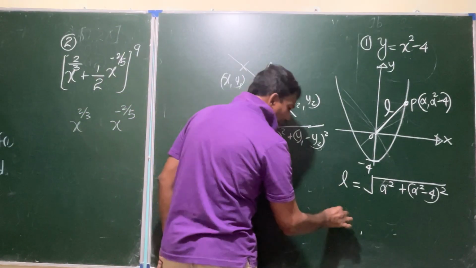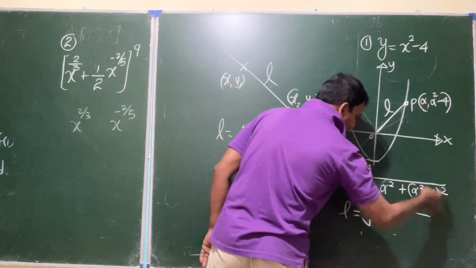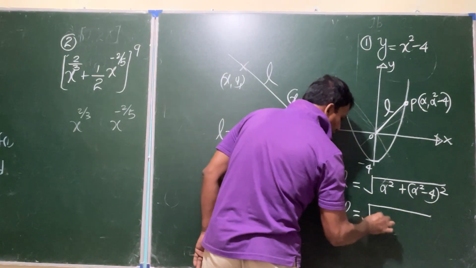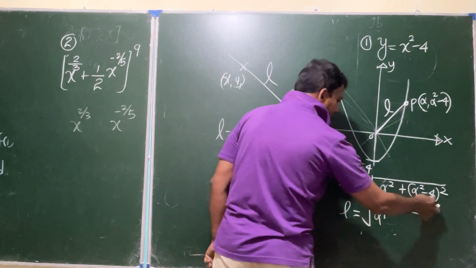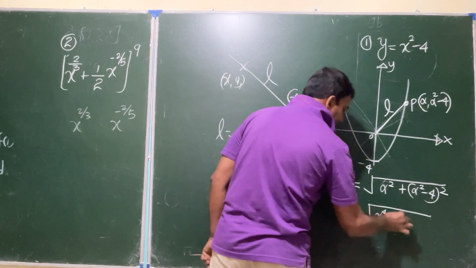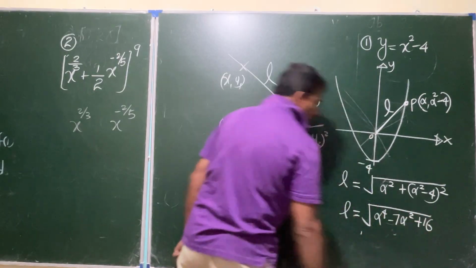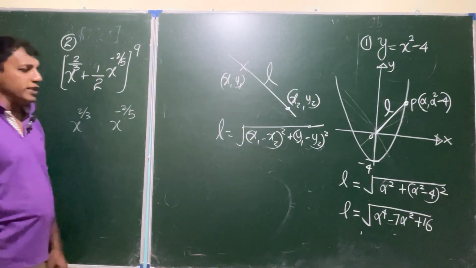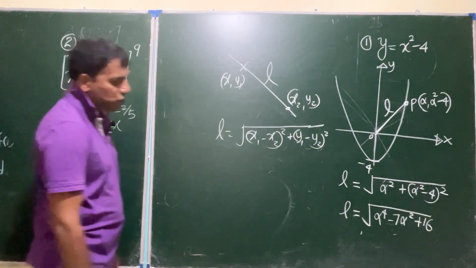Or further, if I simplify, L equals what else? Expanding inside, alpha to the power 4, minus 8 alpha squared, here one more alpha squared, so minus 7 alpha squared plus 16, right? So the distance between the origin and the particular point is the square root of alpha to the power 4 minus 7 alpha squared plus 16, right?